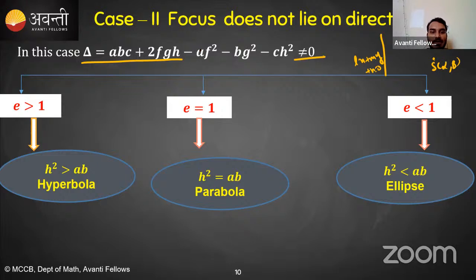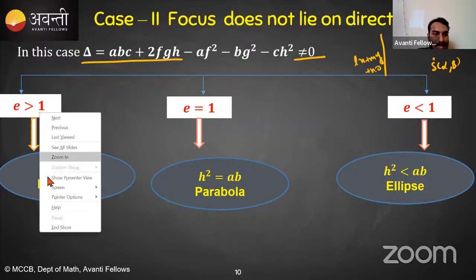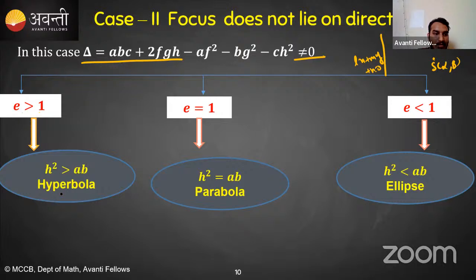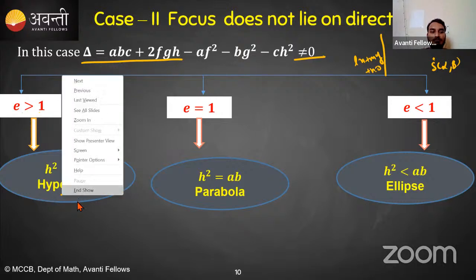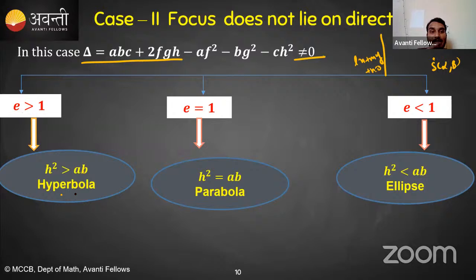So if delta is non-zero, then also we can comment just by looking at the general equation of degree 2 whether it is a parabola, ellipse or hyperbola. So what you will check: if E is greater than 1, meaning H square greater than AB, it is known as a hyperbola. Then the second degree curve will represent a hyperbola. If E equals 1, meaning H square equals AB, it will represent a parabola. And if E is less than 1, meaning H square less than AB, then it will represent an ellipse.